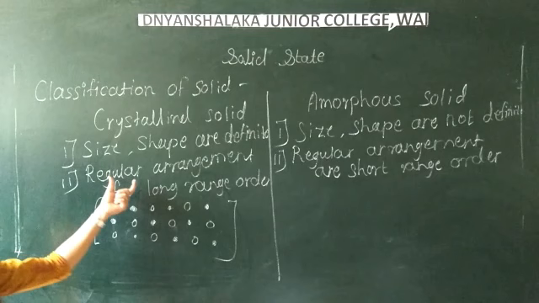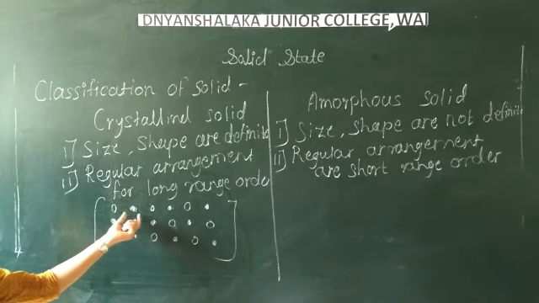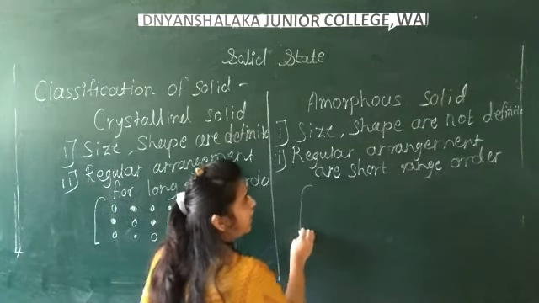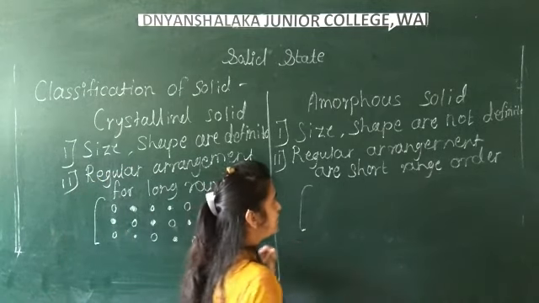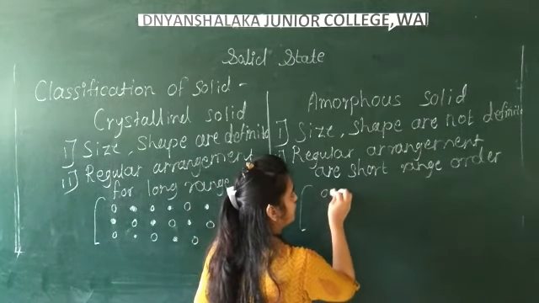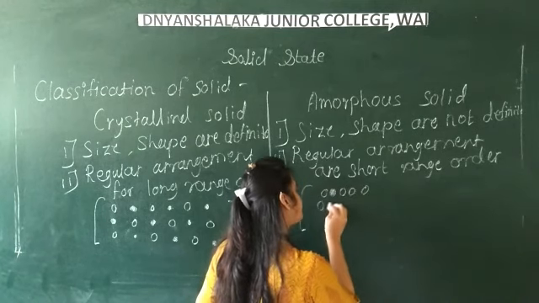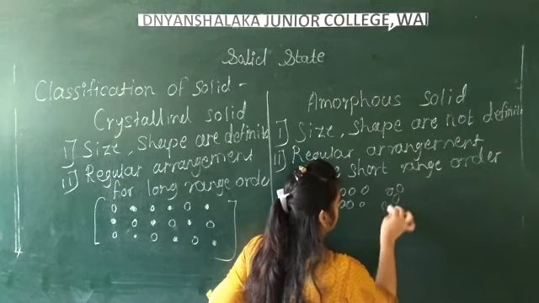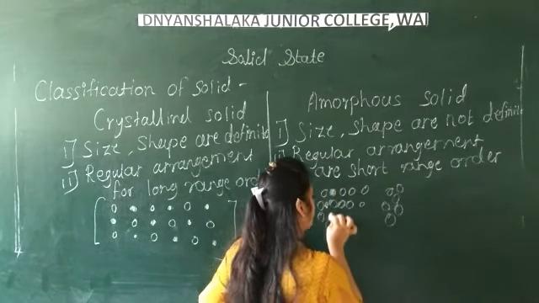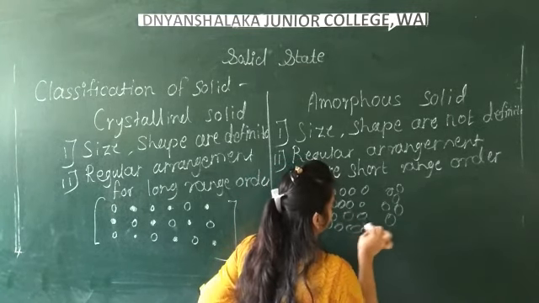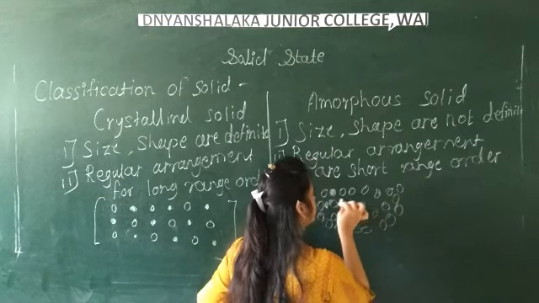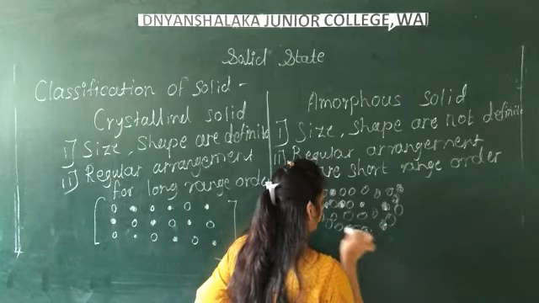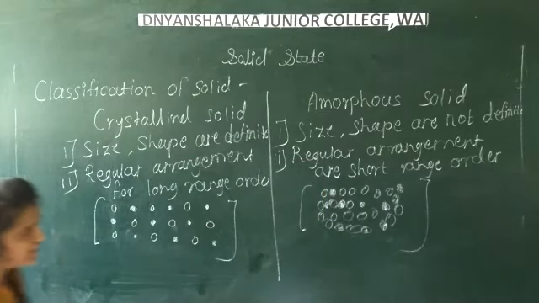So in crystalline solid, regular arrangement means cation and anion are fixedly arranged in long range order, but in amorphous solid it is short range order, or the arrangement is not fixed. Like this. Dark circle is denoted as anion.